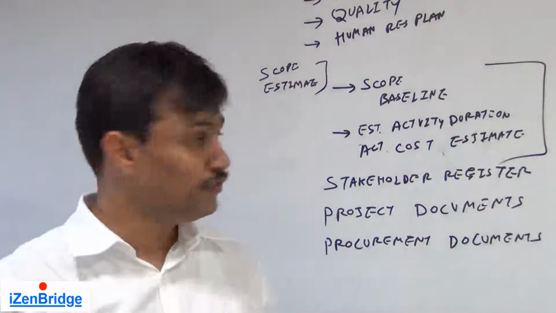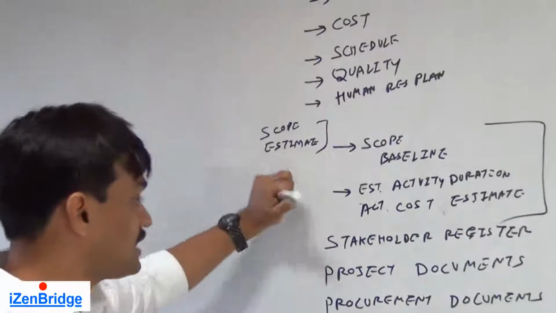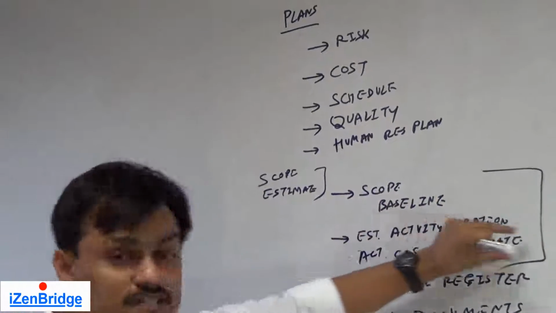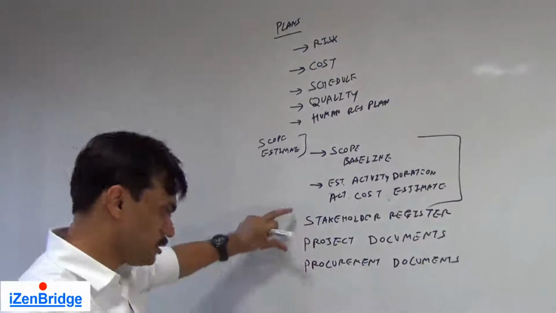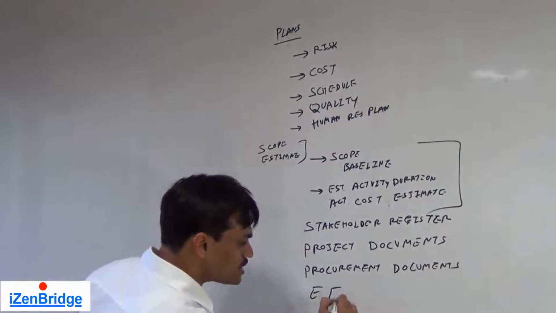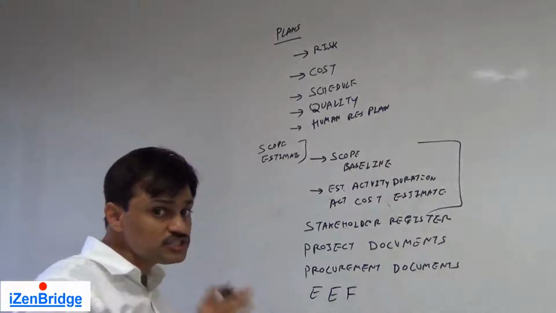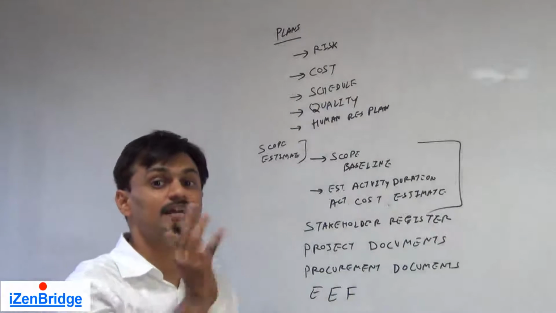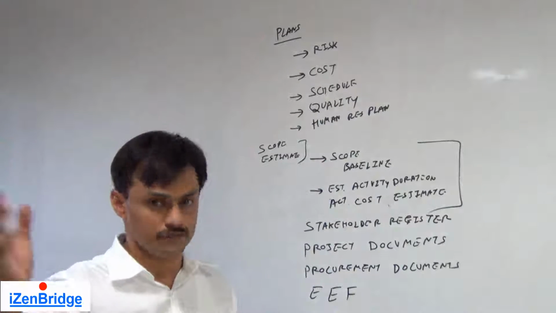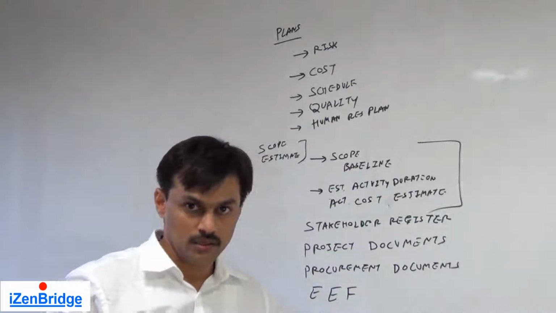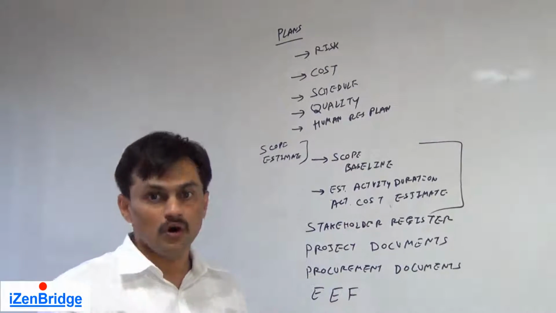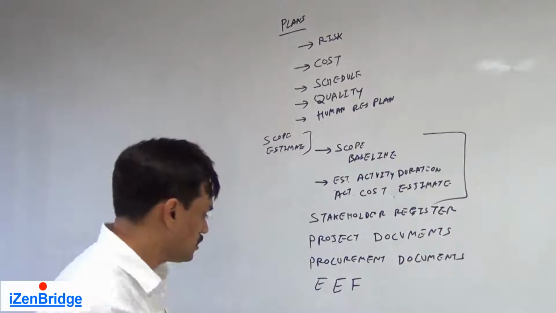Now what else? We have looked at plans, we have looked at some of our estimates, scope baseline, activity duration estimate, activity cost estimate, stakeholder register, project and procurement documents. After that, we need to look at enterprise environmental factors, because some environment is bringing a type of risk. So if you are working in a night shift, or a part of your organization is working in a night shift, it will bring a set of risks. If you have a good amount of part-time resources, it may bring a set of risks.